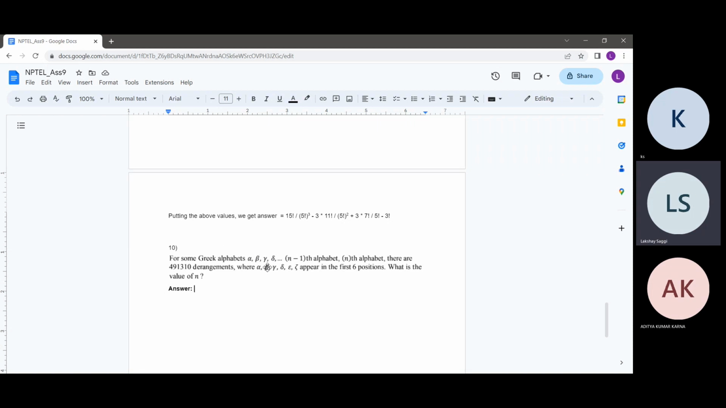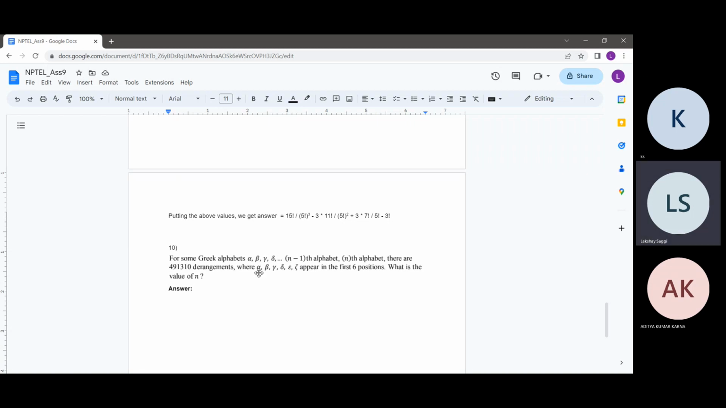Similarly, here, a derangement will correspond to a permutation where alpha is not at first position, beta is not at second position, gamma is not at third, delta is not at fourth. So this is what a derangement will correspond to. Now, out of those derangements, it's saying that 4931310 derangements are there. This is not the total number of derangements, but the derangements where alpha, beta, gamma, delta, epsilon, and this last term appear in the first six positions.